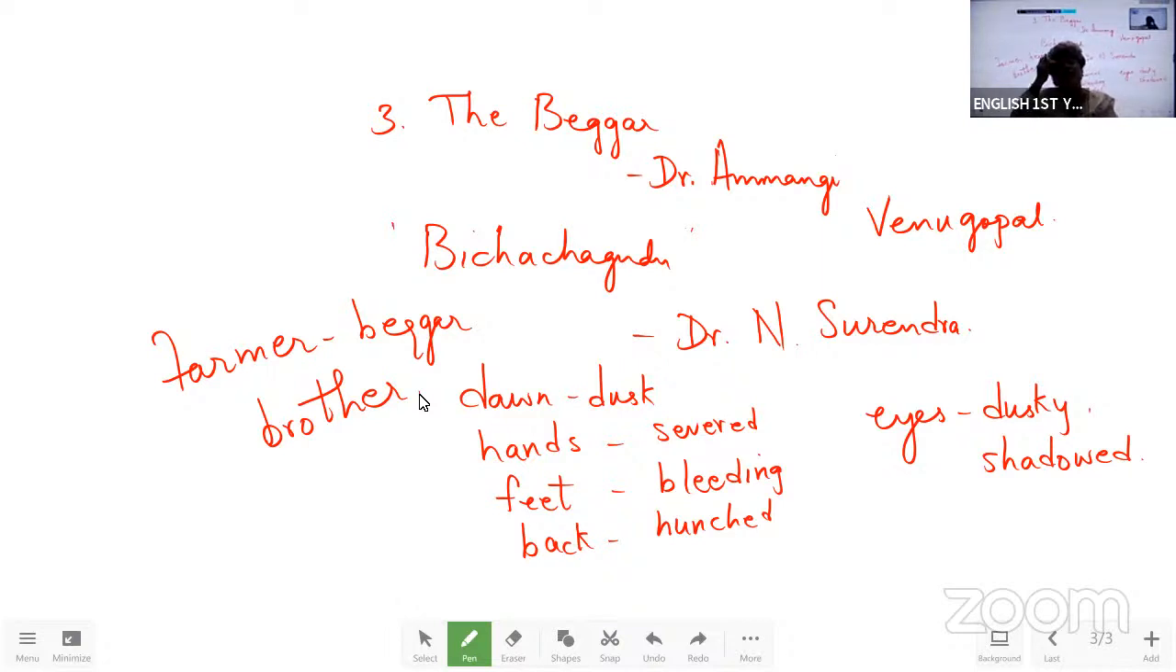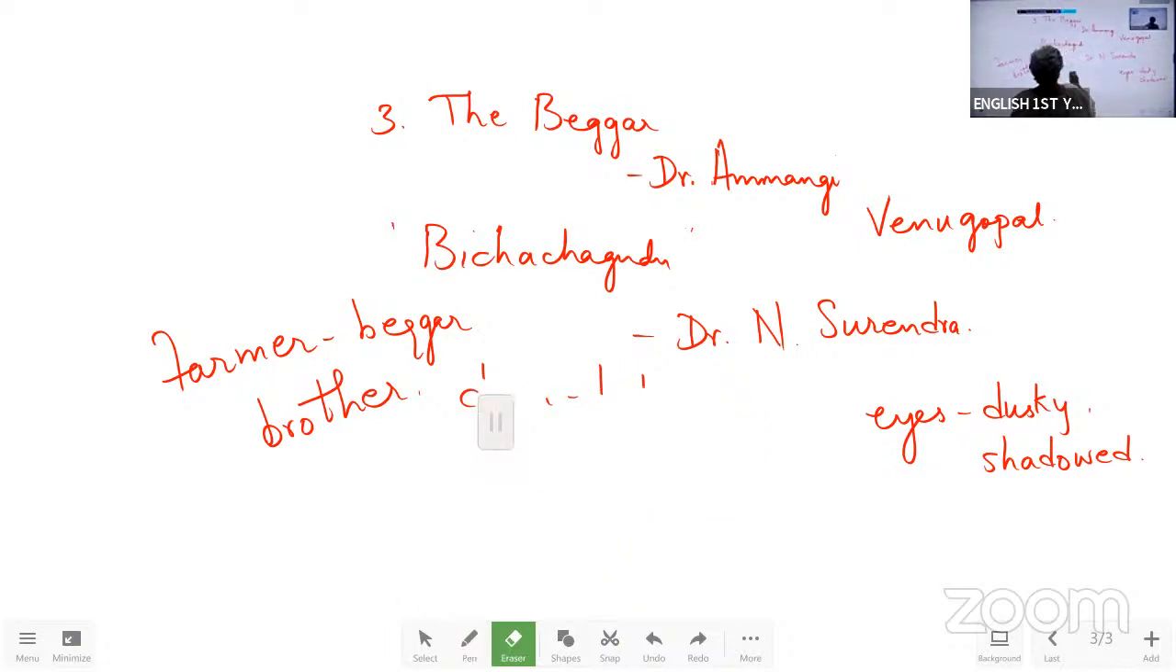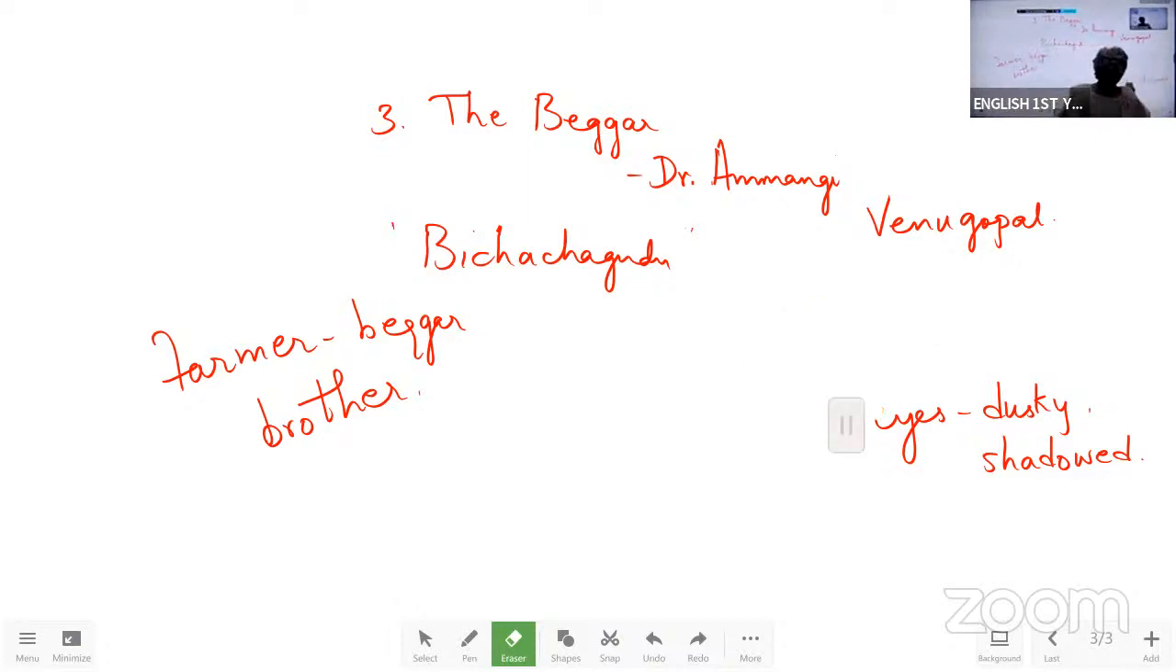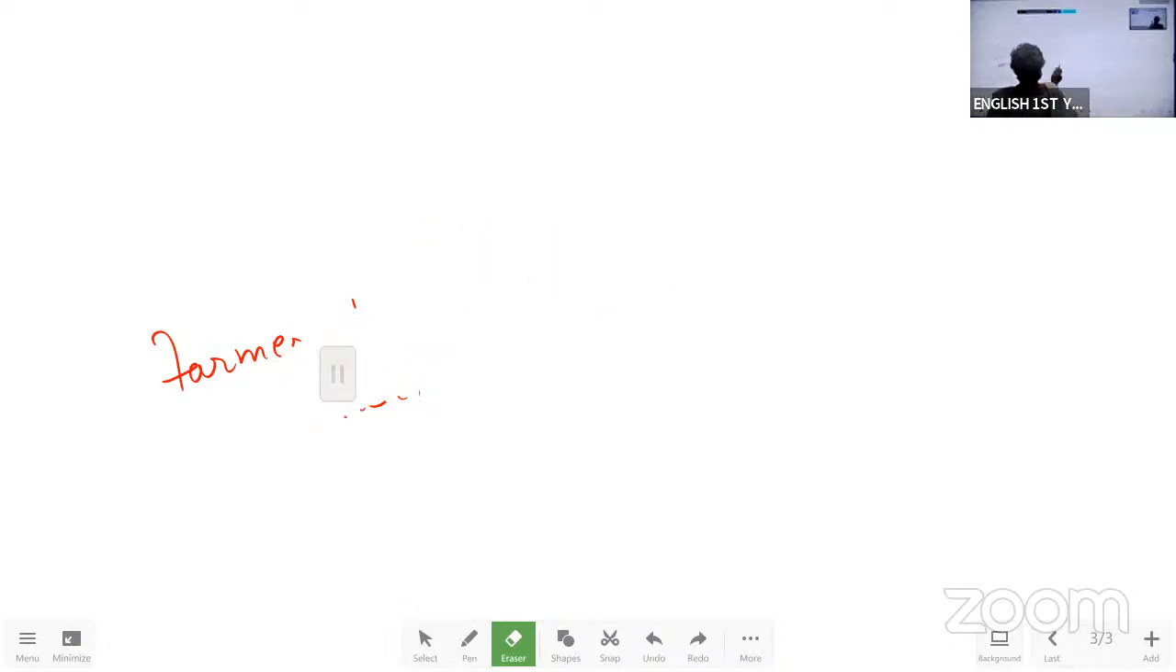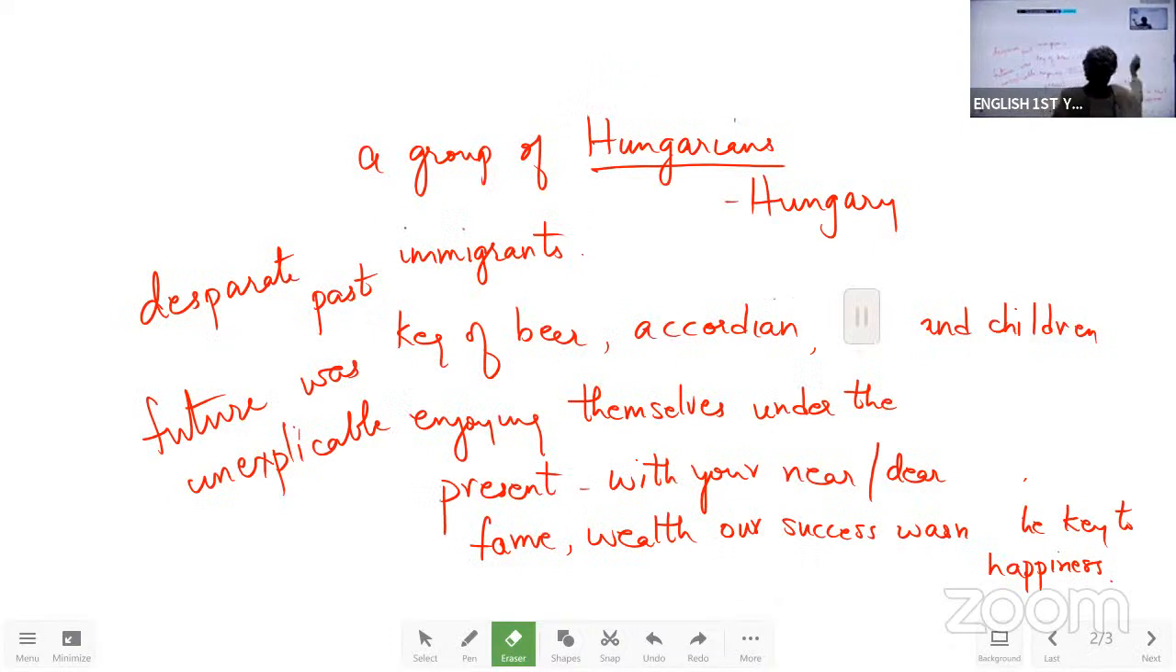And this is what Dr. Amangi Venugopal wants to convey to us, that we should sympathize with these people who don't even have proper food. They work so hard. They're full of tension. Their back is hunched. Their feet are bleeding. Their hands are severed. And yet they are very happy to provide food for other people, but they themselves go hungry.